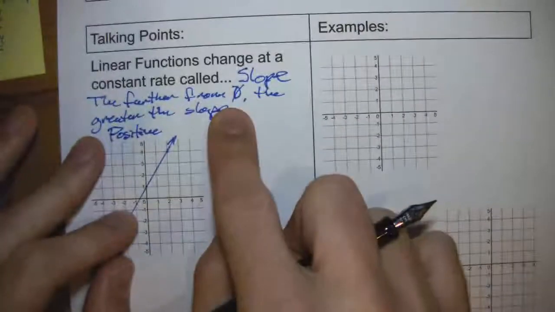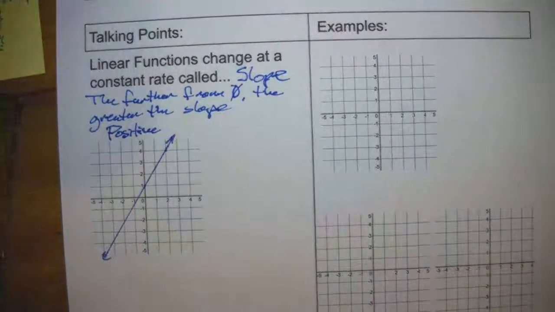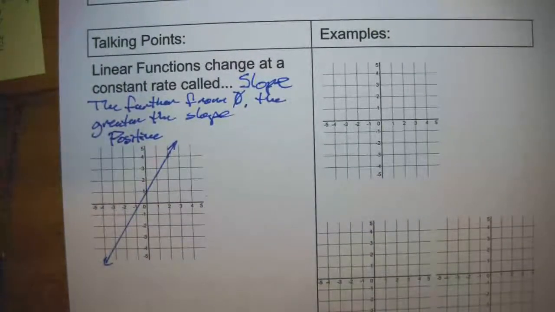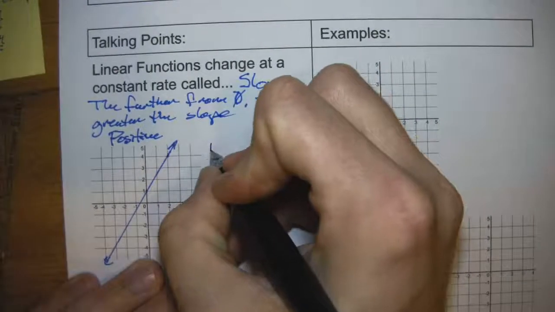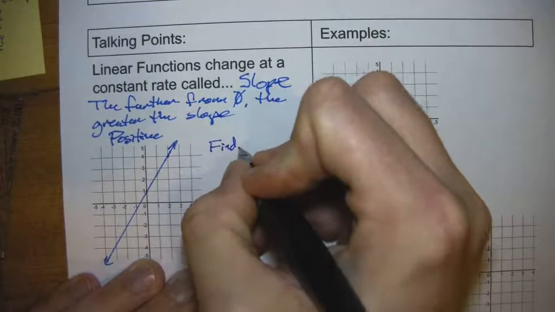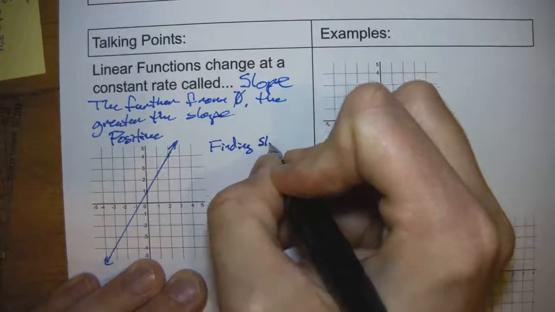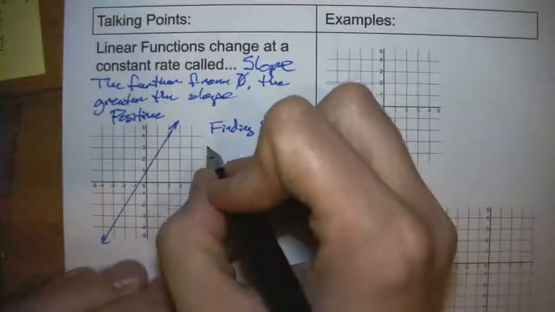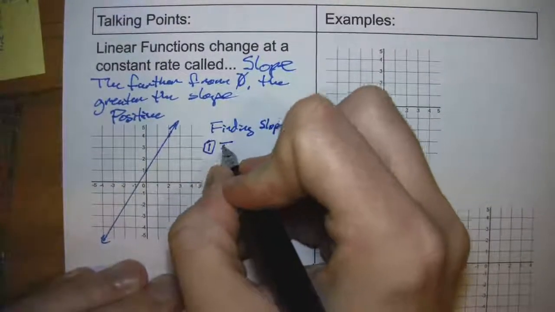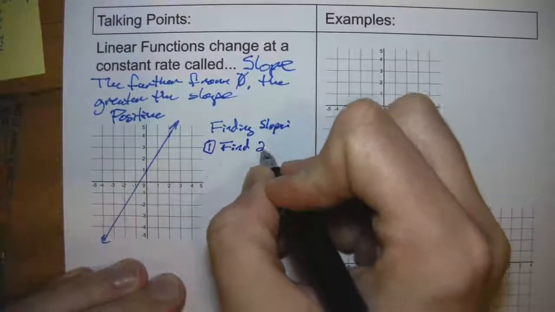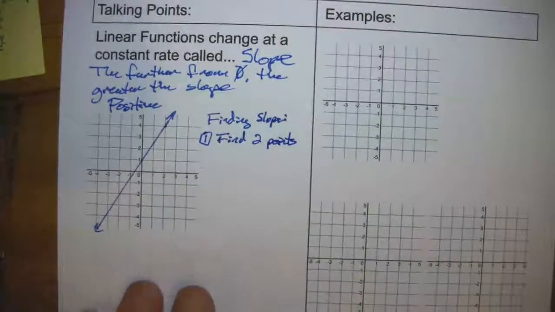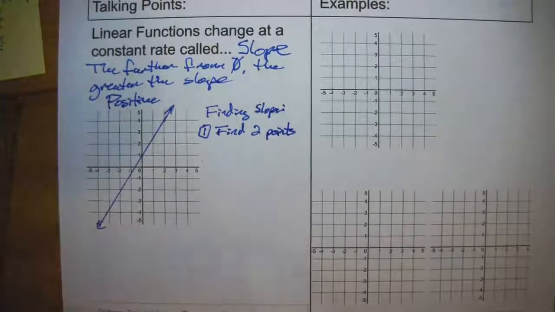Here's how we find the number, right? Because all slope can be represented as a number. And again, the further that number is from zero, the steeper or the greater that slope could be. So take a look. Here's how we do it. We'll say finding slope. And here's the process. Step one, find 2 points. All right. So what I'm going to do is I'm going to pick 2 points that are on the graph here that are easy to find.